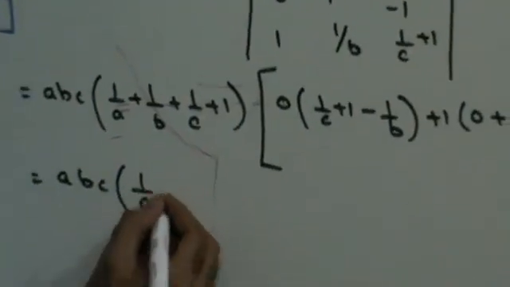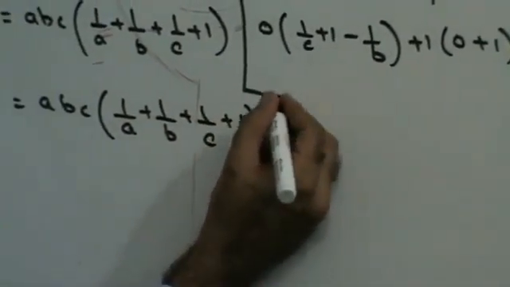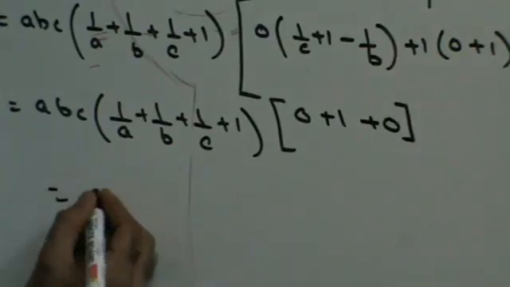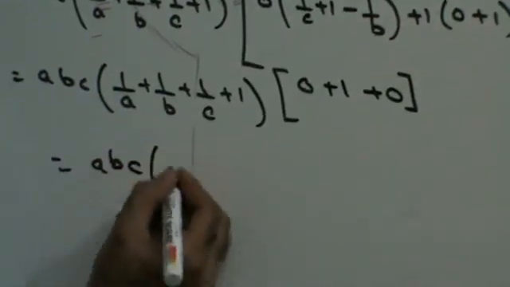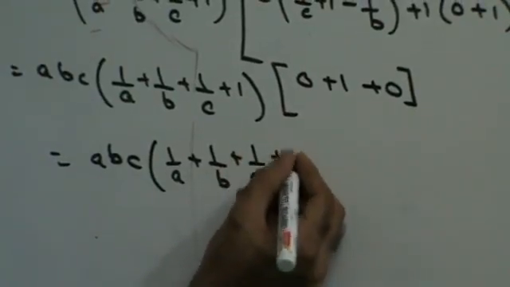So this is abc times 1 upon a plus 1 upon b plus 1 upon c plus 1. Anything multiplied by 0 is 0, plus 1, anything multiplied by 0 is 0. Hence your answer will be abc times 1 upon a plus 1 upon b plus 1 upon c plus 1. And that's what you have to prove. Right? Let's see another sum, guys.